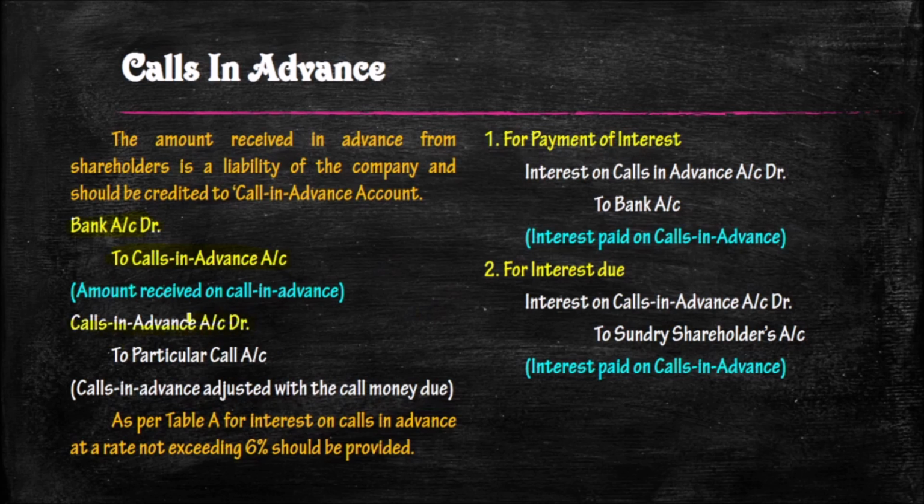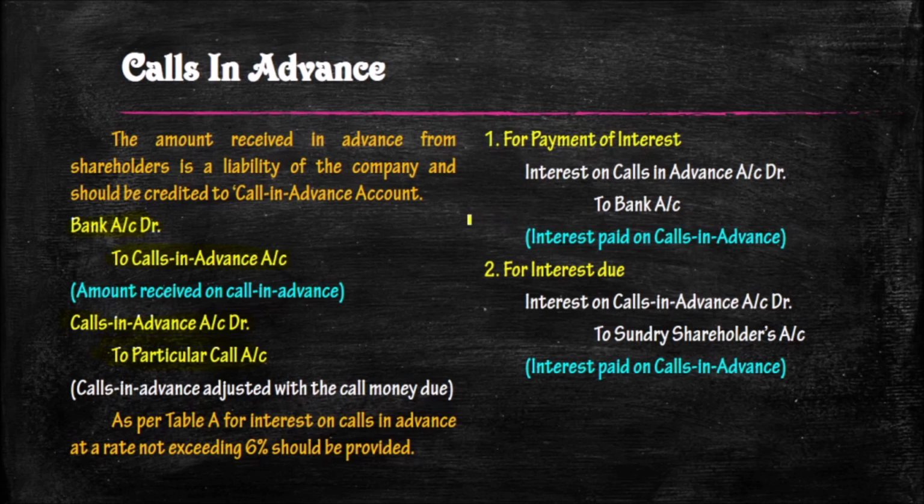If it is adjusted on the first call, which is received with allotment, the entry is calls in advance account debtor to share first call or share second call, like that. This entry is related to adjusting the amount already received, recording back the amount already received.